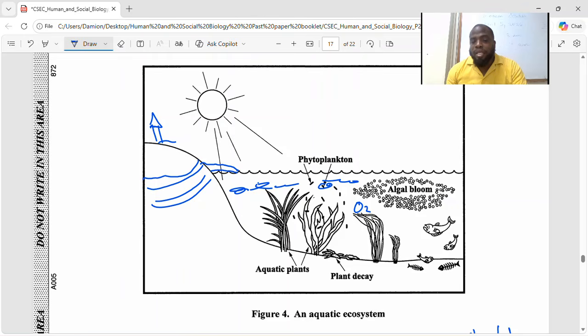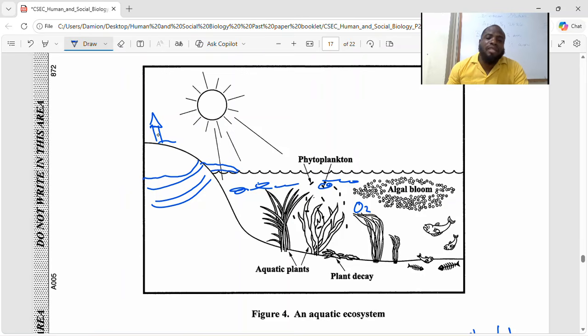Here's a problem. These plants are not photosynthesizing. The phytoplanktons are not photosynthesizing. So there's going to be a depletion in oxygen. While there's a depletion, the phytoplanktons and also the aquatic plants start to die. The plants are going to get decayed. They're going to break down by bacteria, which requires oxygen.